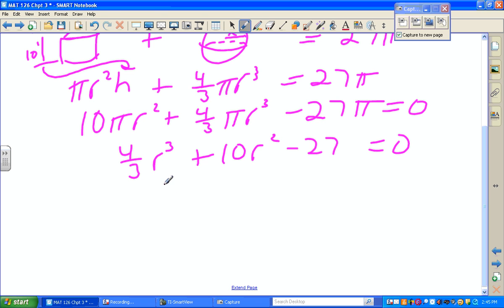I could take it and make it 4r cubed plus 30r squared minus 87 equals 0. What's 3 times 27? 81. Thanks. I was off by a little bit.